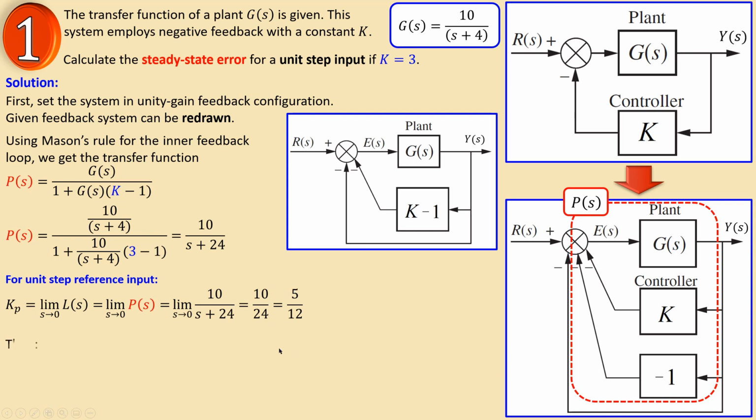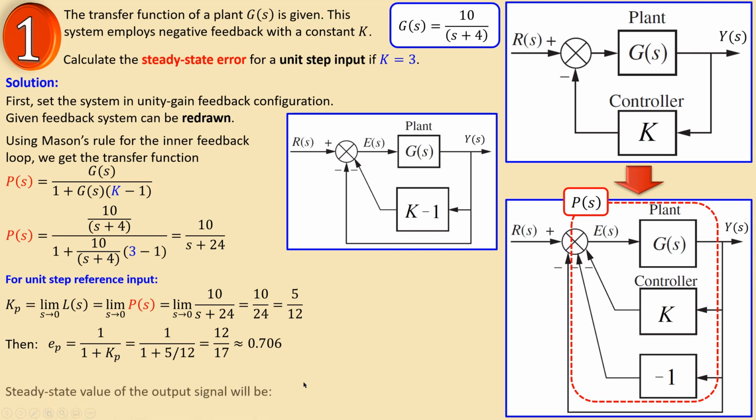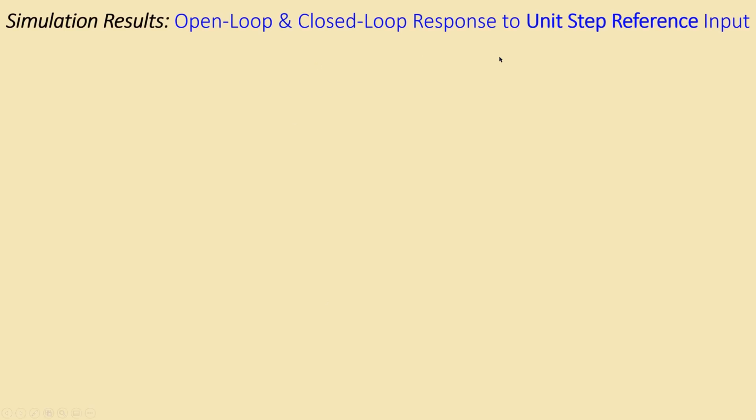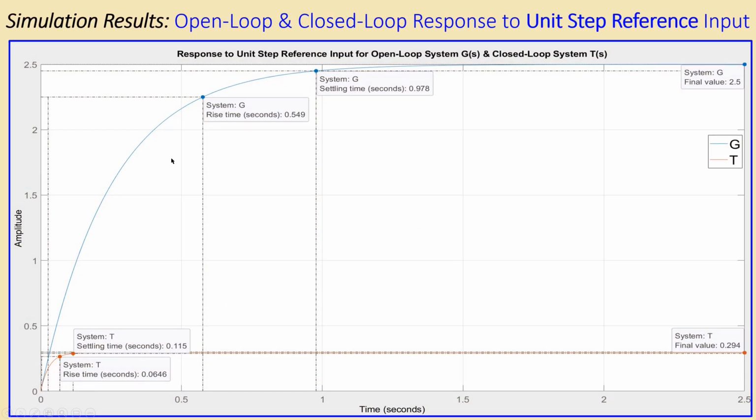That will be then the value for my Kp. Then what I have is 1 over 1 plus 5 over 12, which is 12 over 17, approximately 0.706. That's the value for the error. That means the steady state output value is R minus the error. That means 1 minus this will be 0.294. That's the result from the calculations. So let's check that in the simulations. So we give the open loop and the closed loop response. Open loop is the blue.